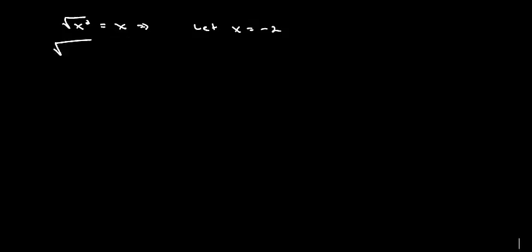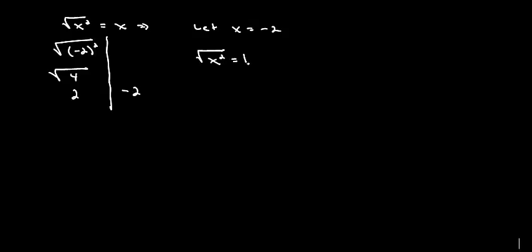If I plug in -2 squared, I'm just going to work the left side now. Then this is the square root of 4, which is +2. But what was x? x was -2. And is +2 equal to -2? Absolutely not.